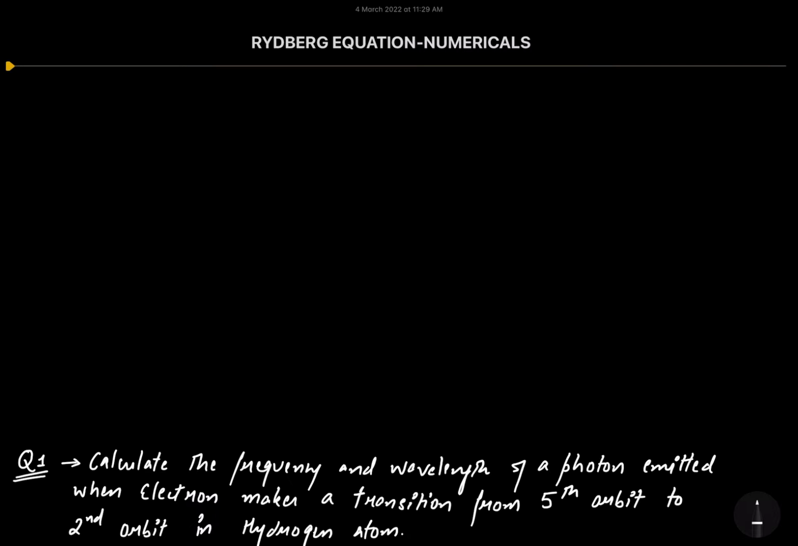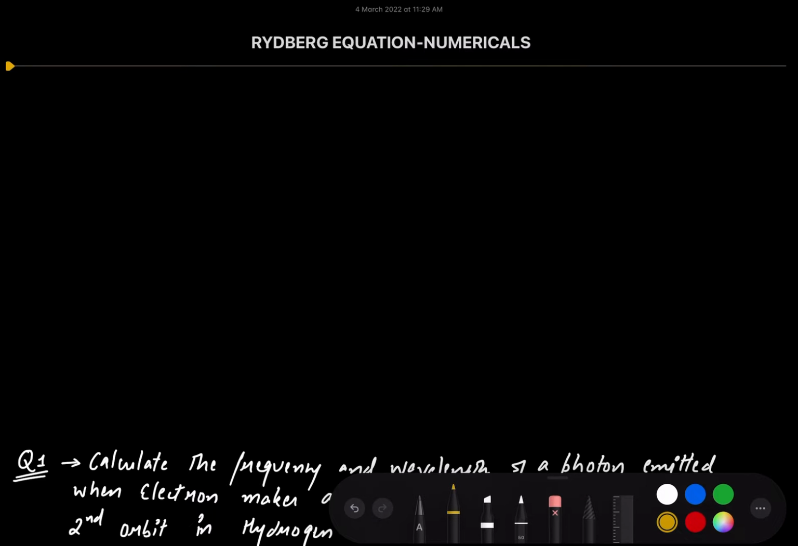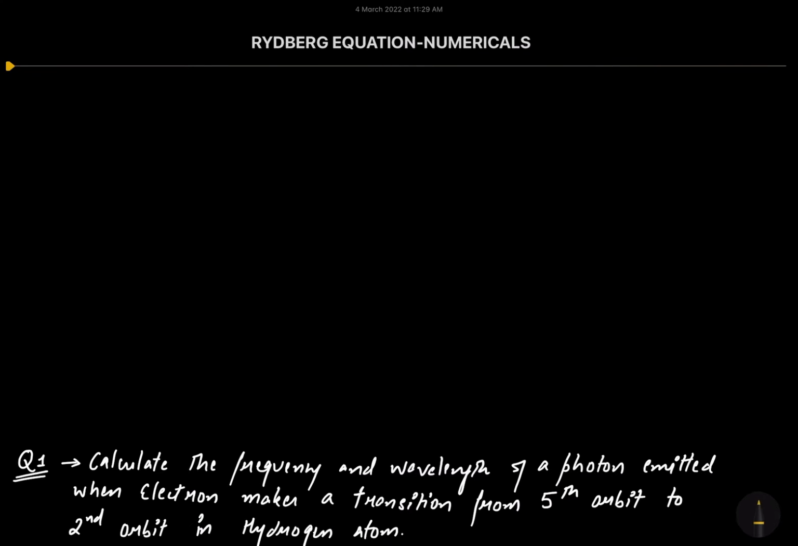My dear students, today I'm going to solve some numericals on the Rydberg equation, and before starting the numericals, let me write down the formula for you which I'm going to use for solving these numericals. And the formula is that 1 by lambda is equal to 109,677 into Z square into 1 upon n final square minus 1 upon n initial square.